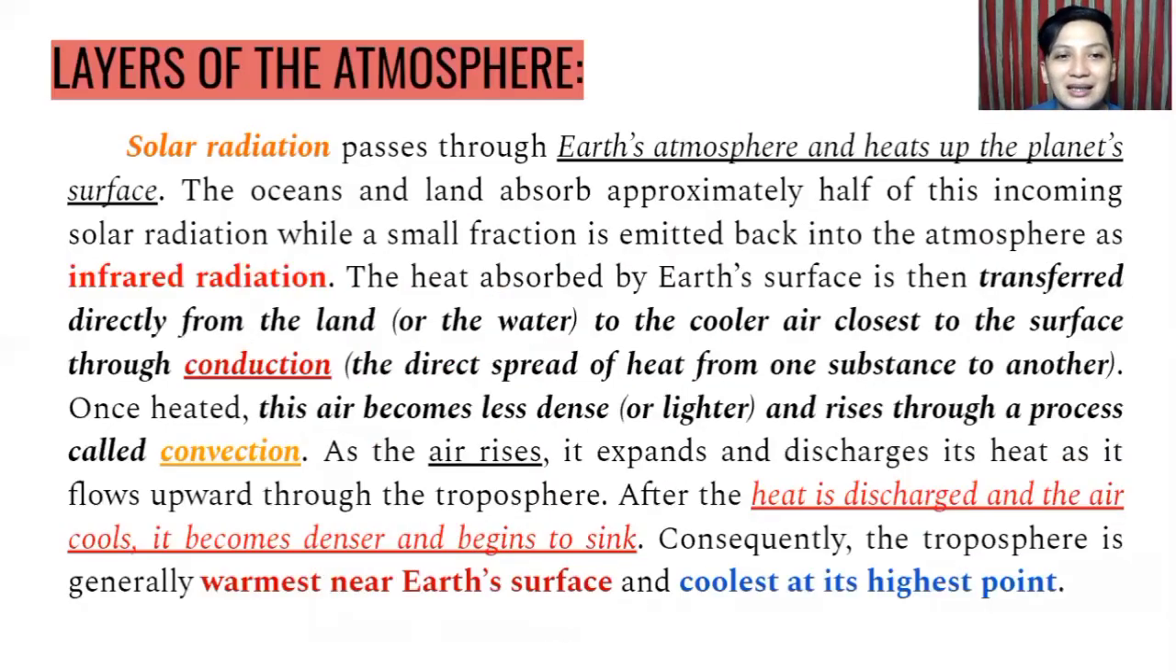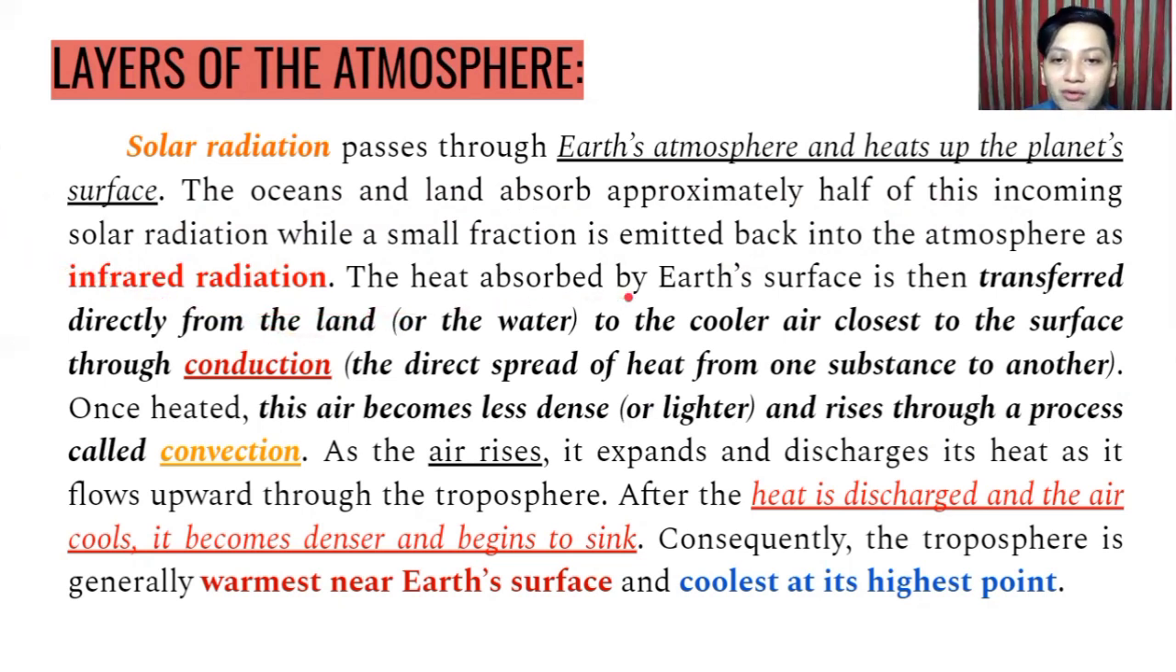Okay? And at the same time, solar radiation passes through Earth's atmosphere and heats up the planet's surface. So, importante rin yung solar radiation. This is another interaction between the atmosphere and solar energy. The oceans and land absorb approximately half of this incoming solar radiation, while a small fraction is emitted back into the atmosphere as infrared radiation. So yung iba, di ba, pumapasok yung solar radiation and then it will bounce back. It will be emitted back outside of the Earth in the form of infrared radiation.